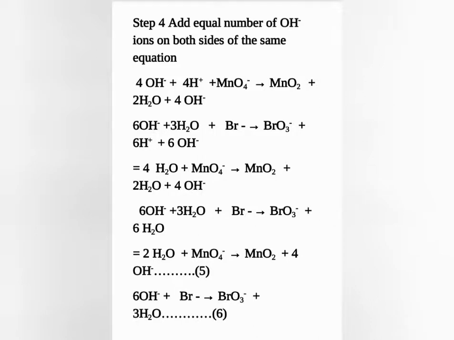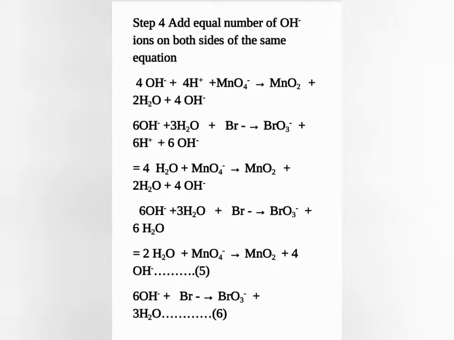All this one is converted into OH minus ions. We can say that this reaction is taking place in the presence of a base. So this is the only different step from the acidic medium, that is, add an equal number of OH minus ions on both sides of the same equation.